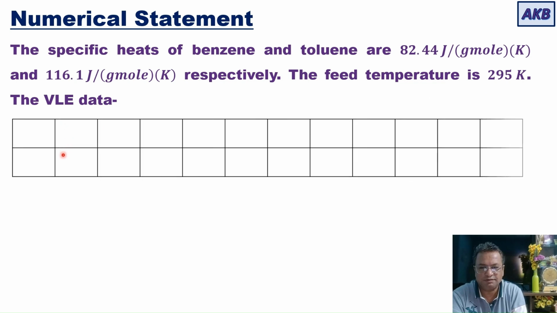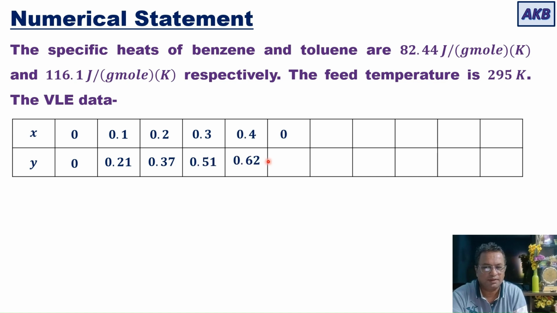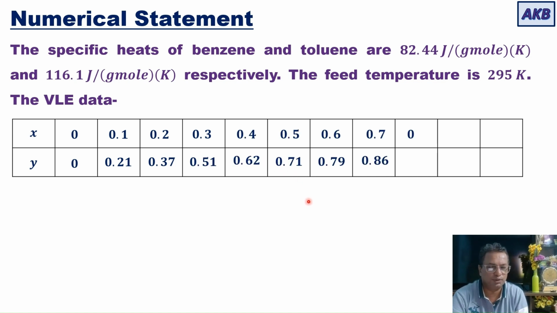The VLE data is given to us. So equilibrium values of X and Y are given. X is the mole fraction of the more volatile component in the liquid solution, and Y is the mole fraction of the more volatile component in the vapor mixture. So you have these values of X and Y. These values are given to us. Okay, so let us first start with listing what information is given to us.